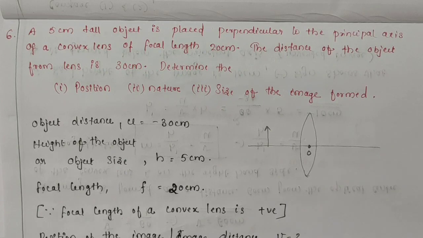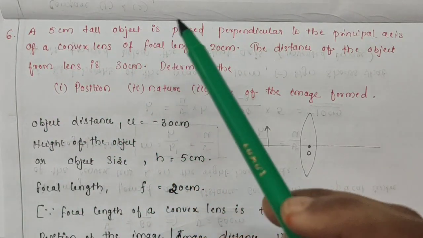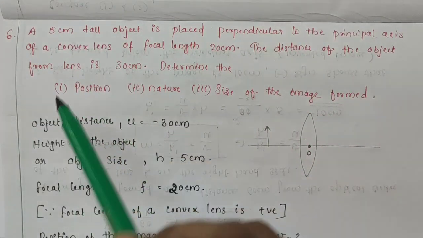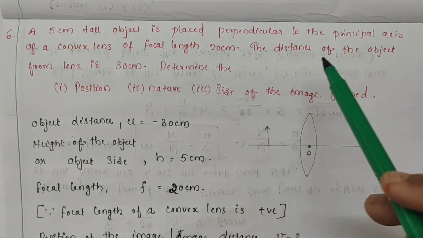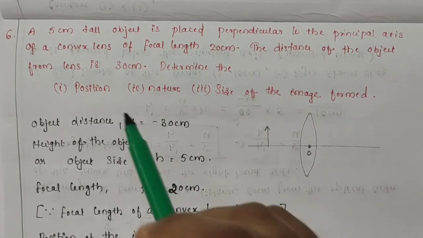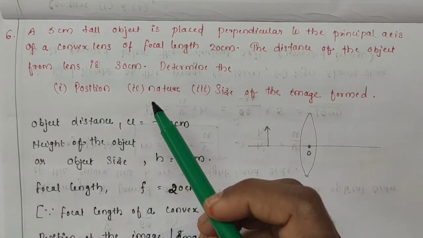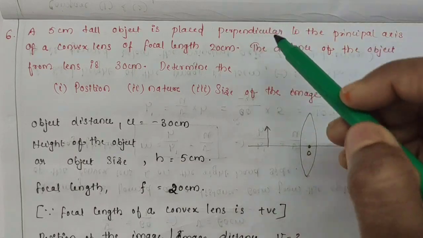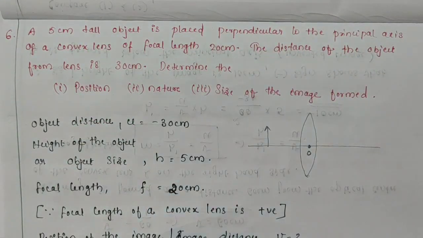Now let us see the next question. A 5 centimeter tall object is placed perpendicular to the principal axis of a convex lens of focal length 20 centimeter. The distance of the object from the lens is 30 centimeter. Determine the position, nature and size of the image formed. So it is a case of a convex lens. For a convex lens, its focal length is positive.